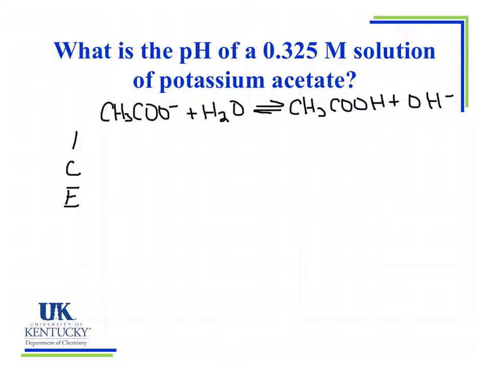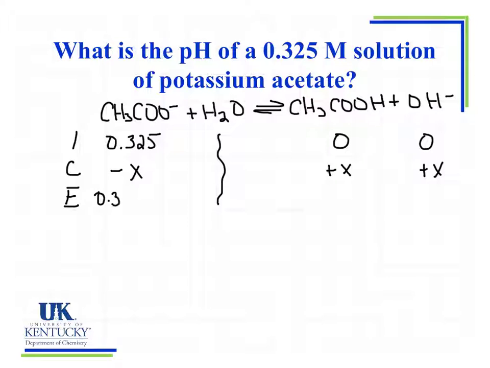We have our initial concentration is given as 0.325 molar. Water we don't worry about. Our initial concentration of acetic acid is 0. Our initial concentration of hydroxide ion is also 0. Now we look at the stoichiometry of the balanced chemical equation to determine our change row. So I have minus x, and plus x. And for my equilibrium row, I simply sum up the initial and change rows.